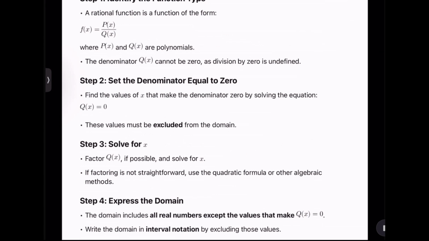Now, here is where I think I should mark some of you guys down to 10%. Because some of you guys literally wrote down all real numbers except the values that make the denominator 0. That's a true statement. I even said it in class, but I didn't write it down. Next question, next thing. It says write the domain in interval notation.